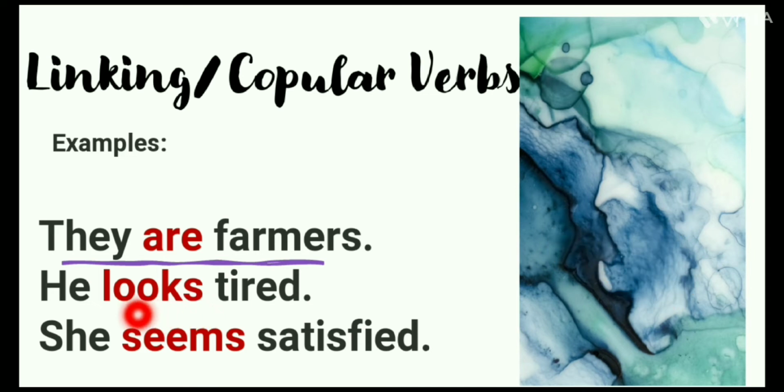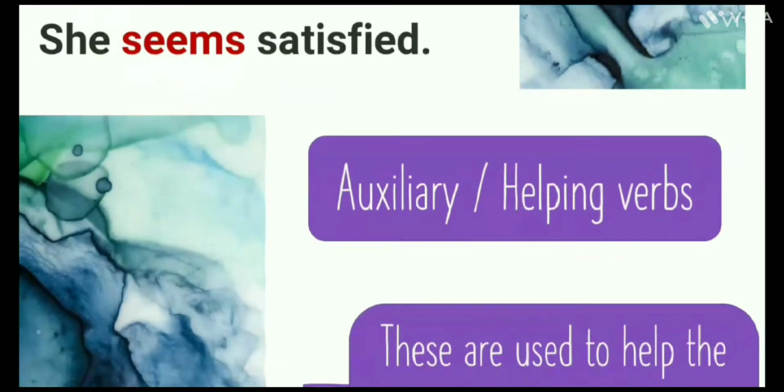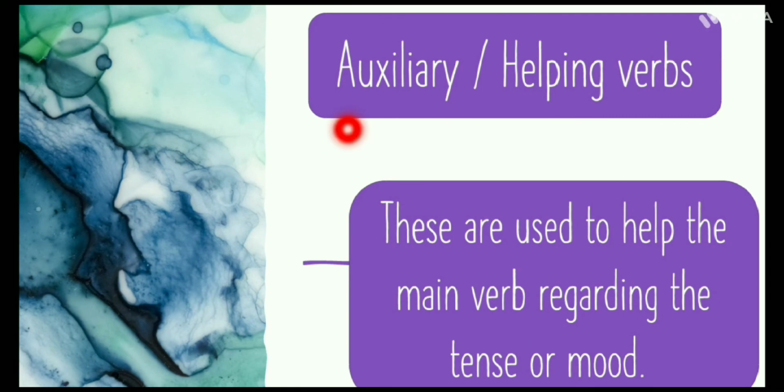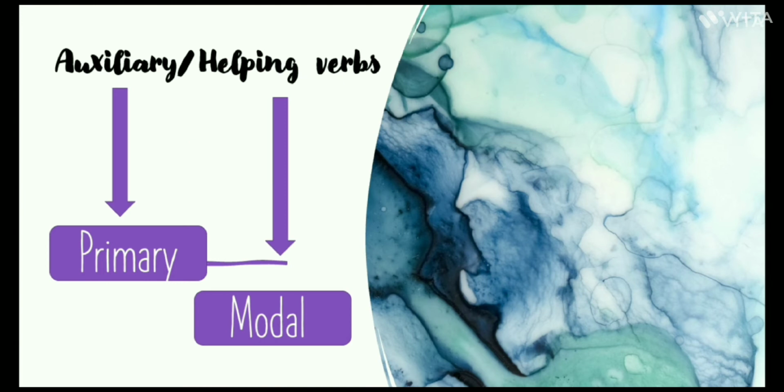Next is auxiliary verbs, which are called helping verbs as well. These are used to help the main verb regarding the tense or mood. There are two types of auxiliary or helping verbs: primary auxiliary verbs and modal auxiliary verbs.